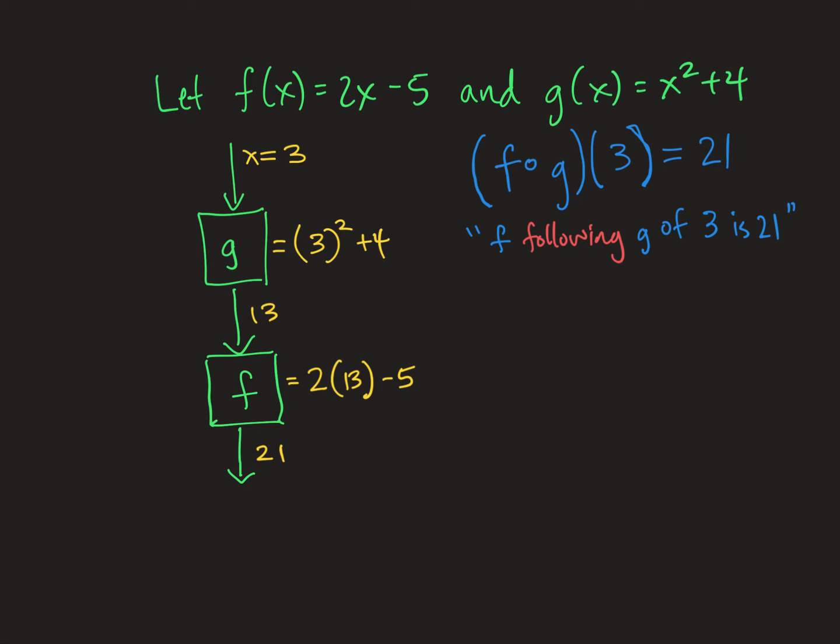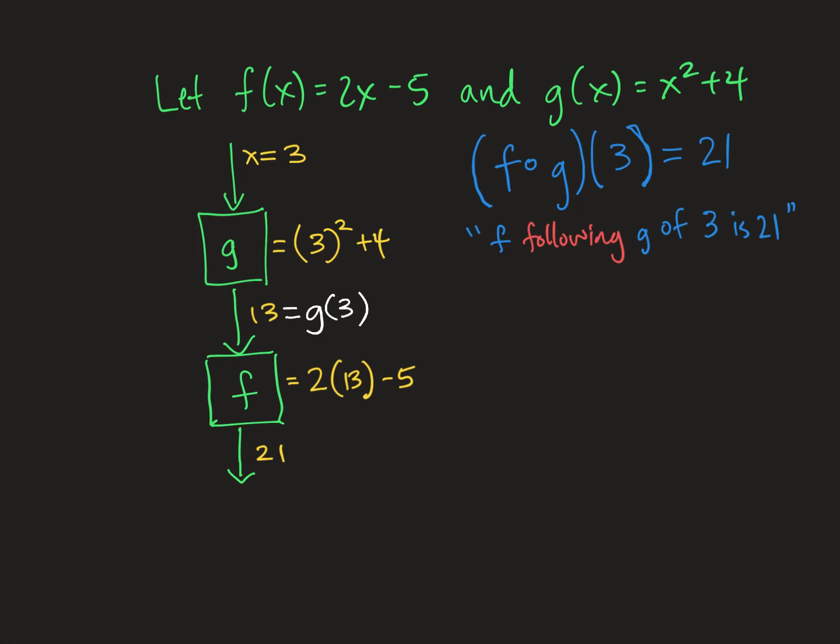Okay? So another way that we can think about this is, did I plug 3 into both functions? No. Right here, I took 3, and I only plugged 3 into g. What number did I plug into f? It wasn't 3, it was 13. Where did this 13 come from? Do you guys agree that that 13 is equal to g of 3?